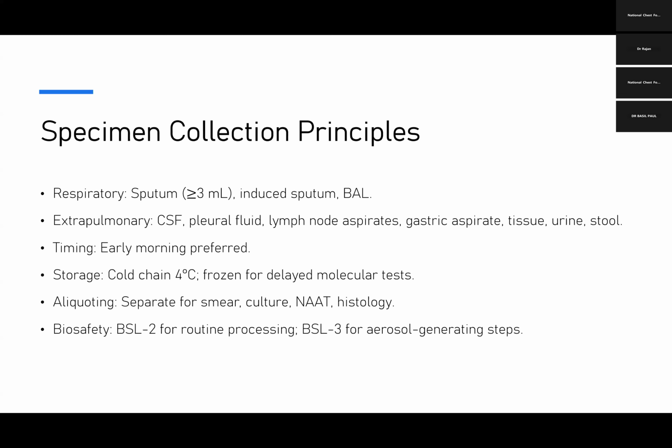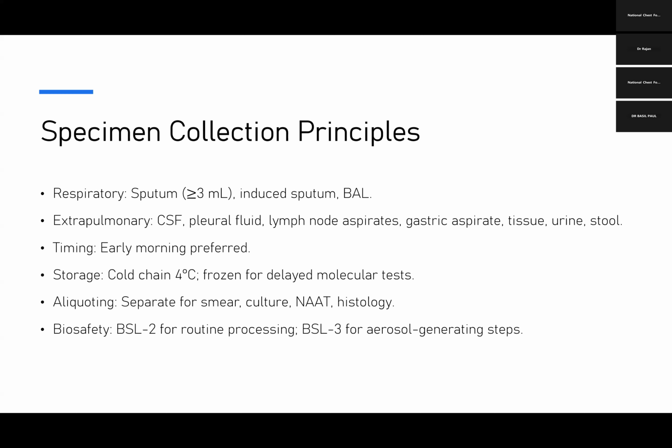Then, in samples in which you have to do delayed tests, like you have to send somewhere because the lab is not near you, especially for molecular tests, you have to maintain a cold chain of 4 degrees Celsius. And you have to do aliquoting, that is, you have to do separate sample collections or separate bottles for smear, culture, CBNAT, and histology. And more for the lab.